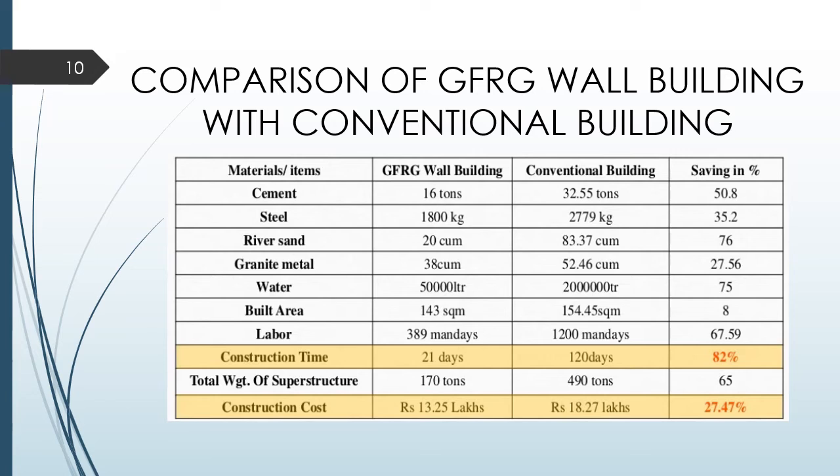Also, for about 1,500 square feet, the construction cost comes around 13.25 lakhs for a GFRG wall building, whereas it is 18.27 lakhs for a conventional building. Hence, considering cost also, the GFRG building outweighs the conventional building, that is, the construction cost can be reduced by about 27.47% when compared with the conventional building.